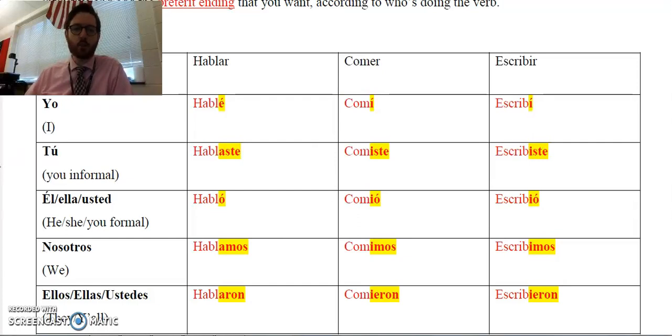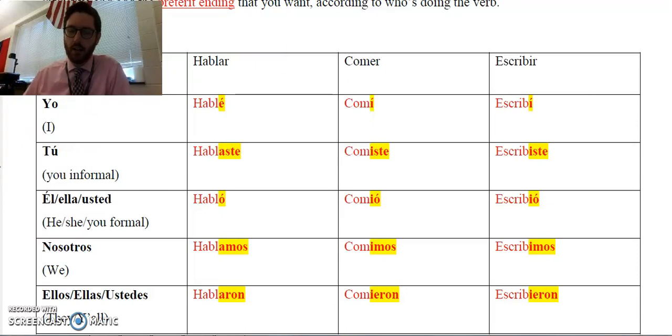And again, this is just the regular past tense. There's all sorts of weird irregular things. Remember how the present tense had boot verbs and some different weird things? This past tense also has weird things that happen, and we'll get into those really soon, actually. But for right now, all you're worried about are the regular endings. With AR verbs, your endings are é, aste, ó, amos, aron. For ER or IR verbs, it's í, iste, ió, imos, ieron.